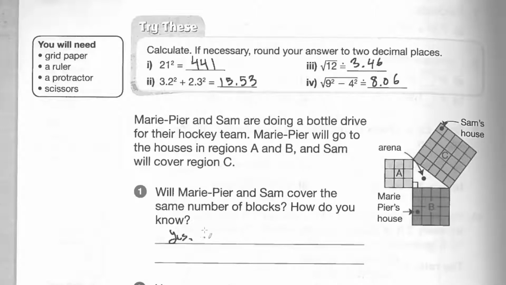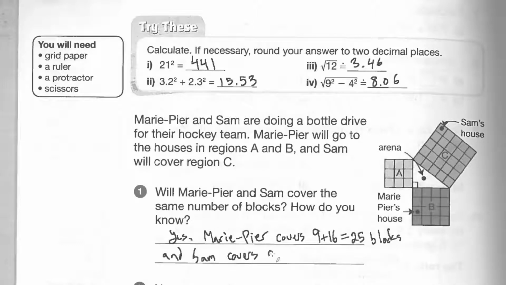Yes. Marie-Pierre covers 9 plus 16, or 25 blocks. And Sam covers 25 blocks.